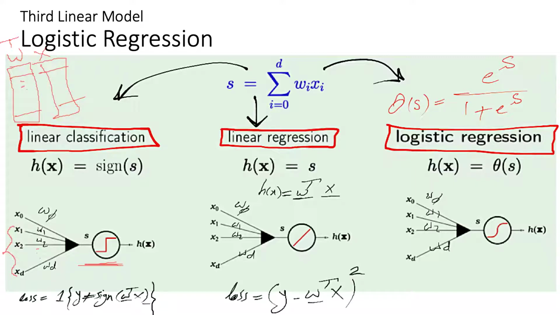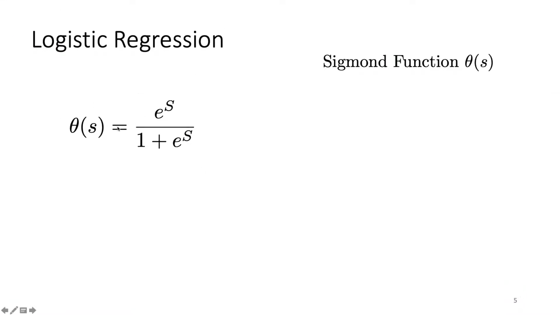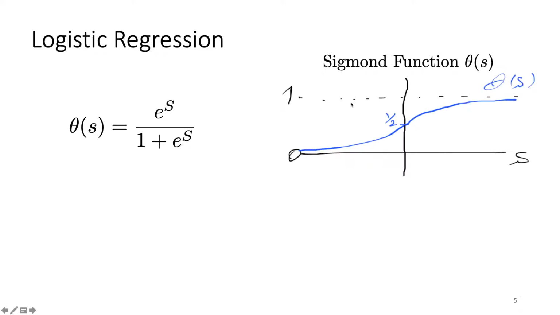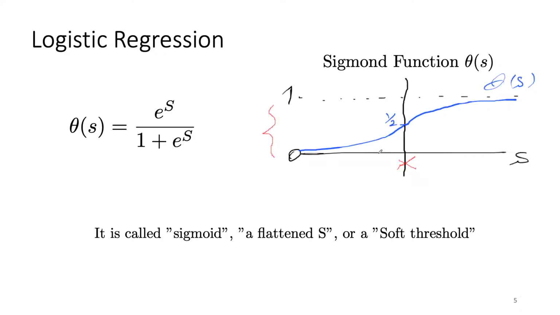So now, if we use S here, our theta of S, which was a sigmoid function, is going to output this way. The output would be squeezed from 0 to 1, right? And where x is 0, you're going to have a half. As I mentioned, we call it sigmoid, or a flattened S, or a soft threshold.